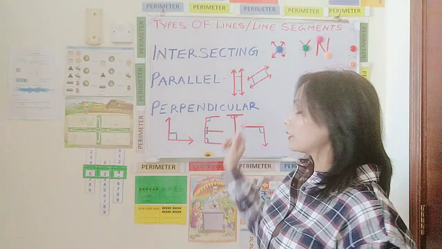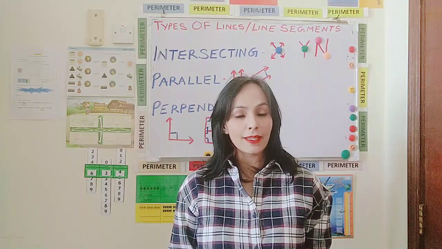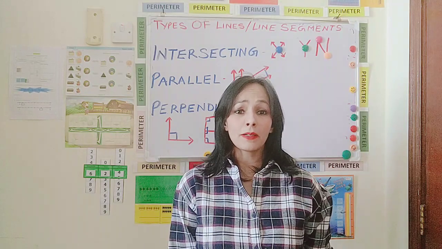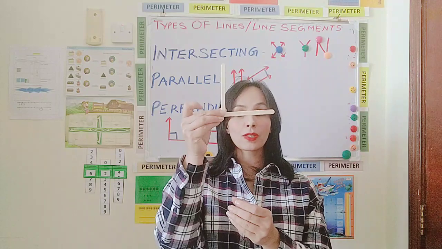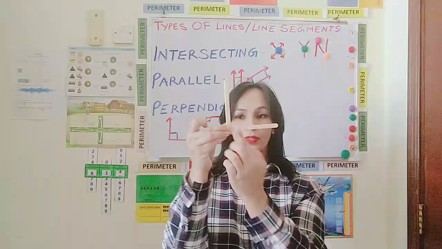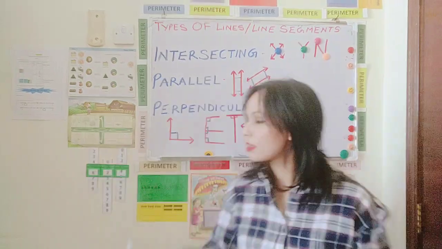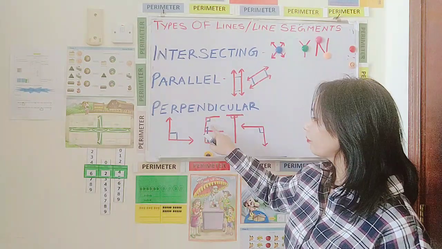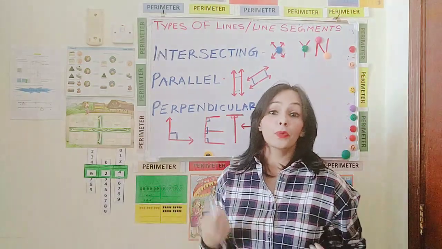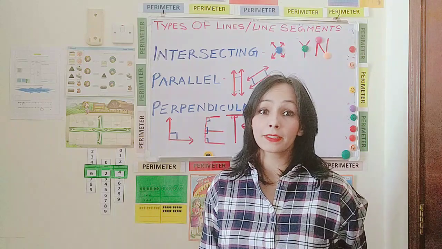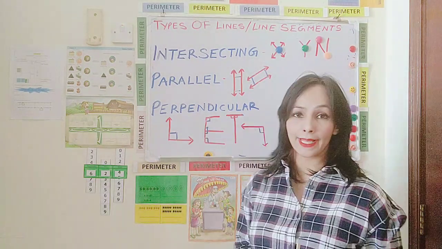Now what are perpendicular lines? Perpendicular lines are also intersecting lines, meeting lines, but they are meeting in a very interesting way. When they meet, they form a square corner like this. If you see here, also, when they are meeting, they are forming a square corner. E, T, F are a few examples from the English alphabet that clearly show perpendicular lines.